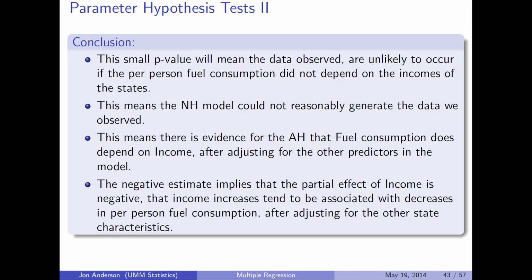And that brings us to the conclusion that we have here in overhead 43. The small p-value means there's lots of incompatibility between the observed data and the null hypothesis. That leads us to doubt the null hypothesis and support the alternative, that fuel consumption really does depend on income. And because we have a negative estimate for the beta hat, we've got evidence that increased state incomes are associated with decreased fuel consumption per capita, holding all the other state characteristics constant.